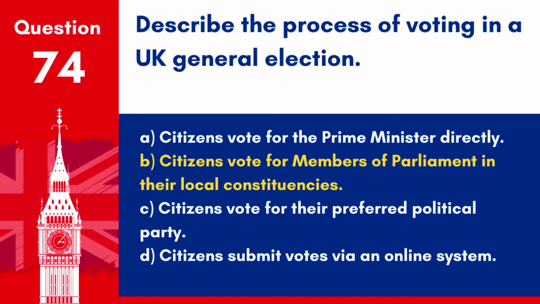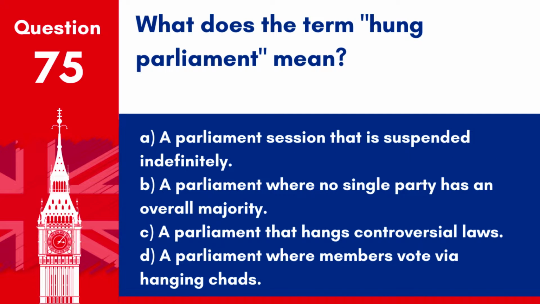Answer: B. Citizens vote for members of Parliament in their local constituencies. In a UK general election, voters elect MPs who represent their local electoral areas. Question 75. What does the term hung Parliament mean? A. A Parliament session that is suspended indefinitely. B. A Parliament where no single party has an overall majority. C. A Parliament that hounds controversial laws. D. A Parliament where members vote via hanging chance.